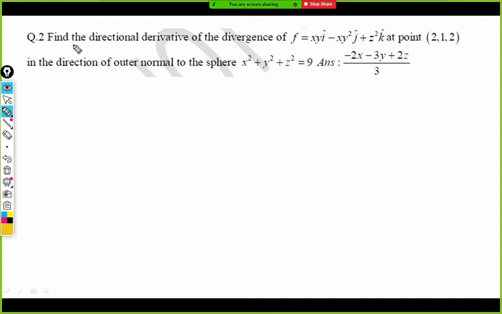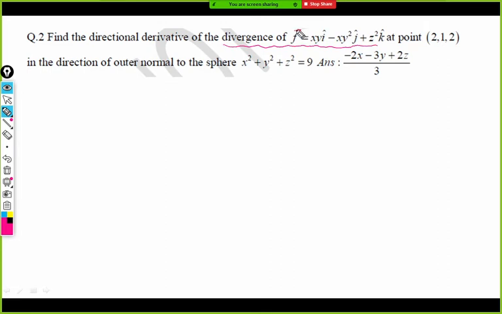First of all, when you read the complete question up to this much, can you tell me where we should start? Step number 1: break the question into parts. The first part is the divergence of f at the point. So in step number 1, we should calculate this divergence of f.